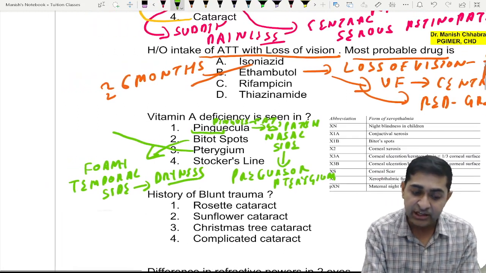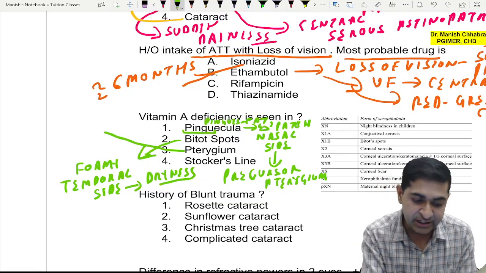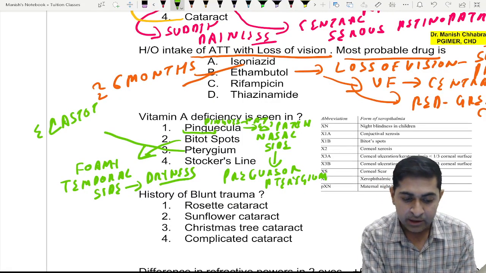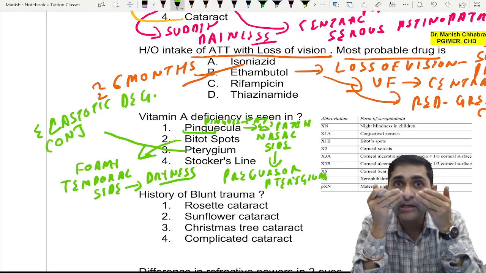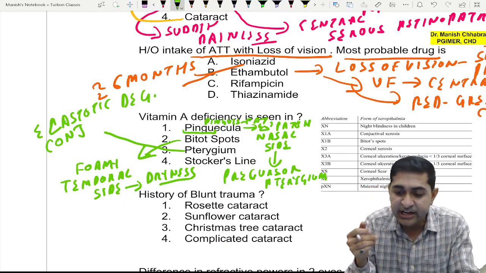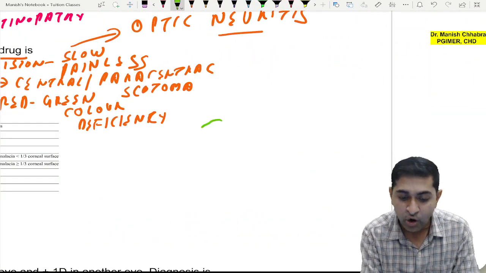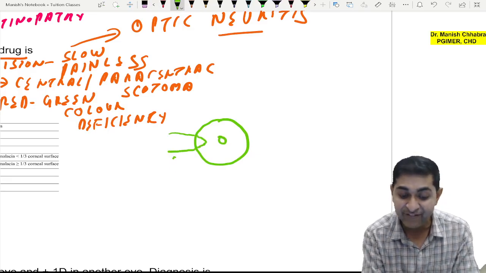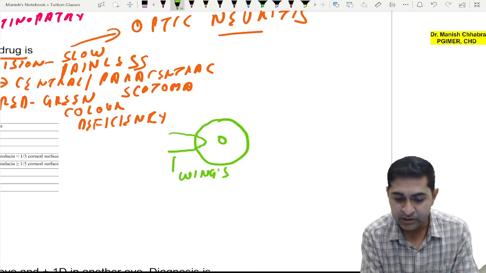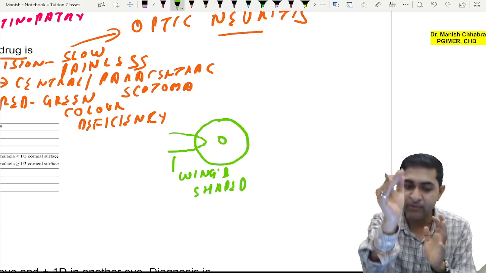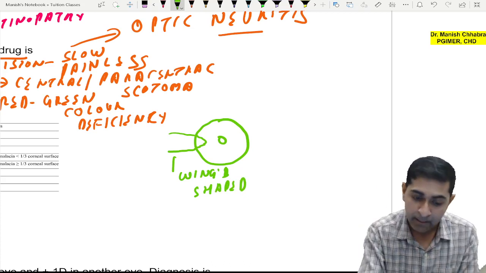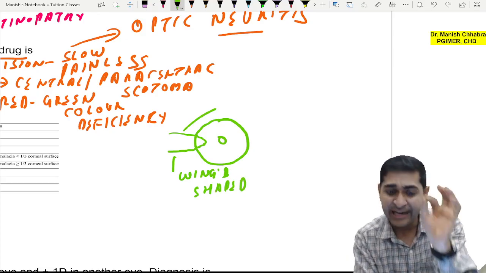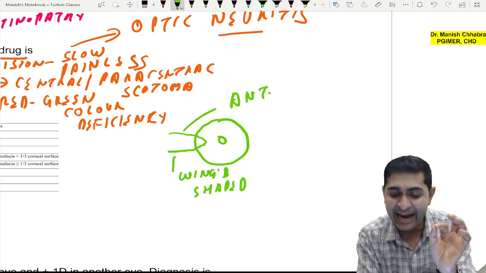What is pterygium? Pterygium is again elastotic degeneration of the conjunctiva. It lies on the nasal side, and slowly and steadily it is going to spread onto the cornea. So it is coming over to the cornea. It is a wing-shaped patch of conjunctiva on the cornea. But mind you, it has the tendency to go up to only the anterior stroma.